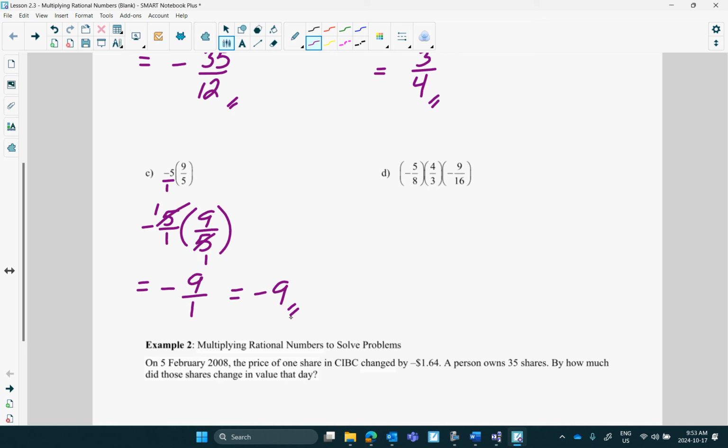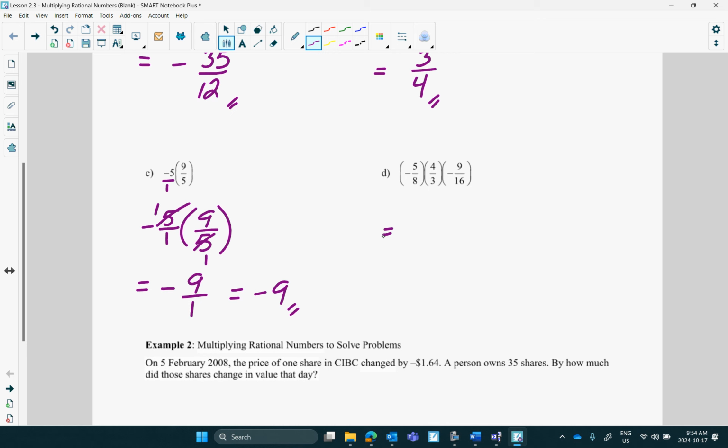This last one, is my answer going to be positive or negative? I've got a negative times a positive times a negative. Positive. Negative times positive times a negative will be positive. There's 2 ways you can look at it. Whenever you have an even number of negative numbers that you're multiplying, it's going to be positive. Or you could just say this negative times this positive is negative, and so this negative times this negative is positive.